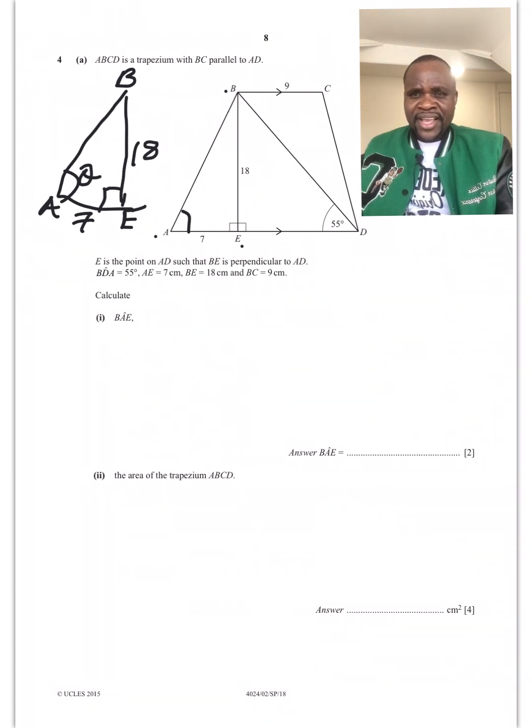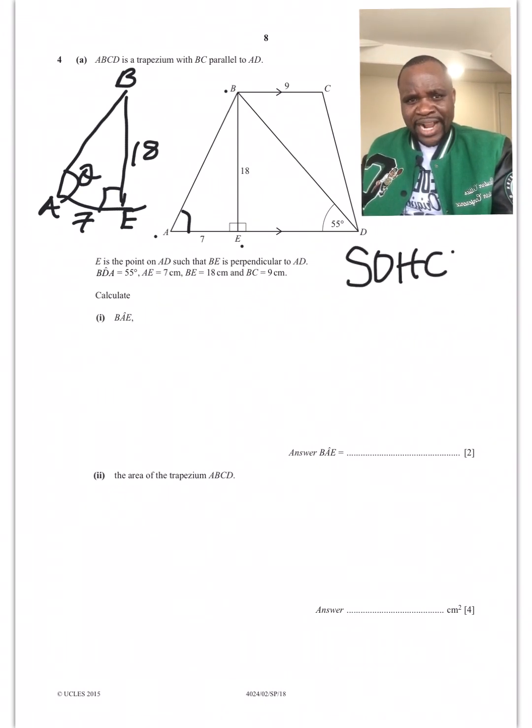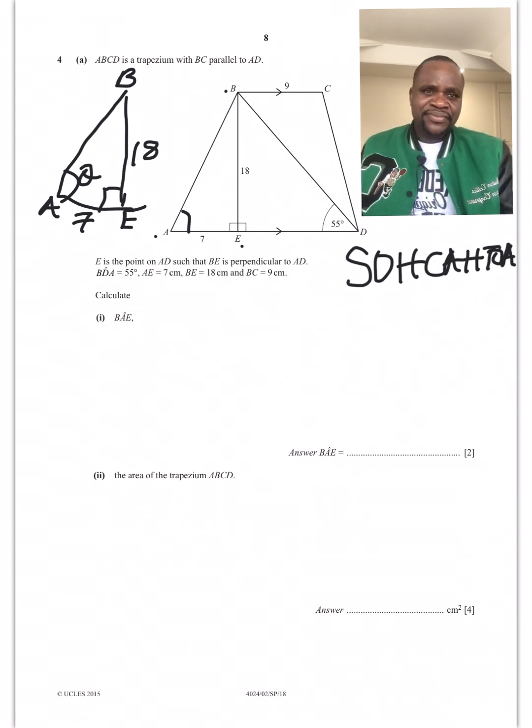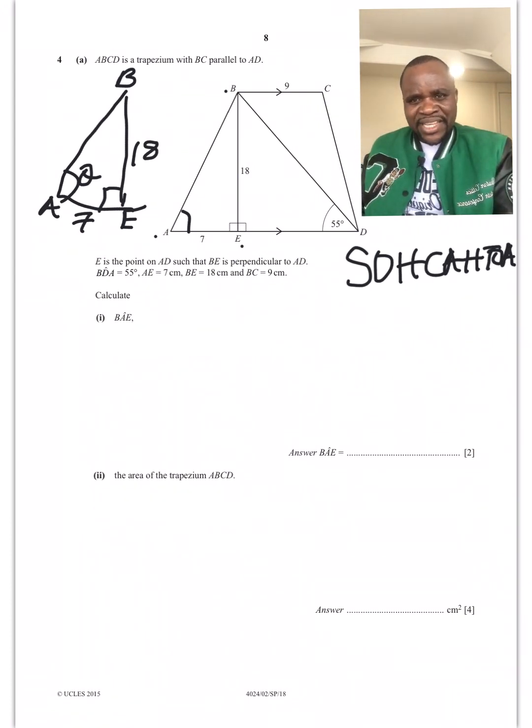Remember, when we are calculating an angle from a right angled triangle, we will need to use trigonometric ratios. But I have something good for you. There is this thing called SOHCAHTOA. Remember it. SOHCAHTOA. All right, what does this mean?